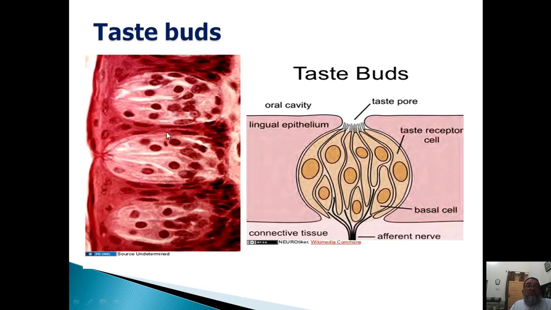Now this is the histological picture of a taste bud. Multiple layers of cells with the apical apex toward the trenches. Now sensory cells, supporting cells and basal cells are visible. Basket shape, and the apical part has the microvilli of the taste cell.